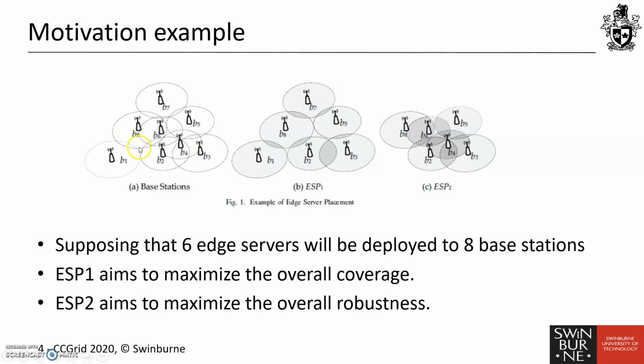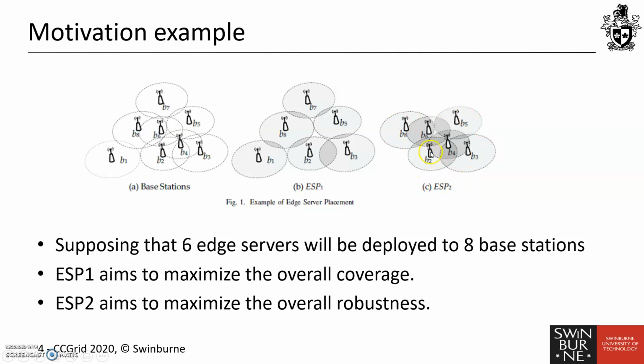Now here is an example. In an area there are 8 base stations. If we want to place 6 edge servers on these 8 base stations, one direct strategy, as shown in Figure B, is to place these 6 edge servers to maximize the overall coverage. But you can see that if one of the edge servers fails to serve its users, nearly no other edge servers can take over all of the users in this failure coverage. So the robustness in this strategy is poor.